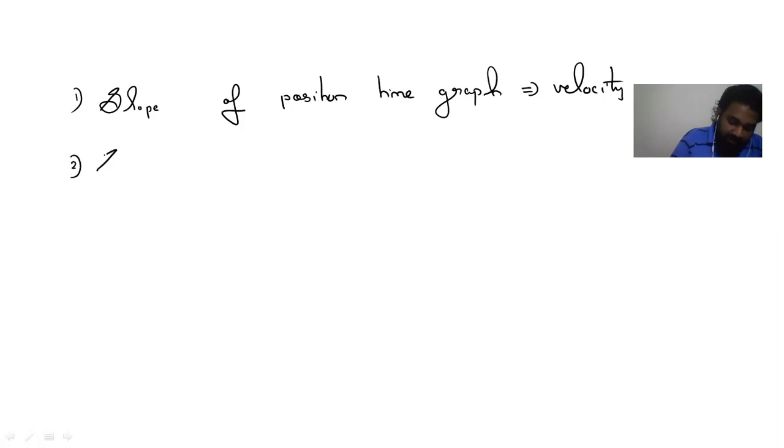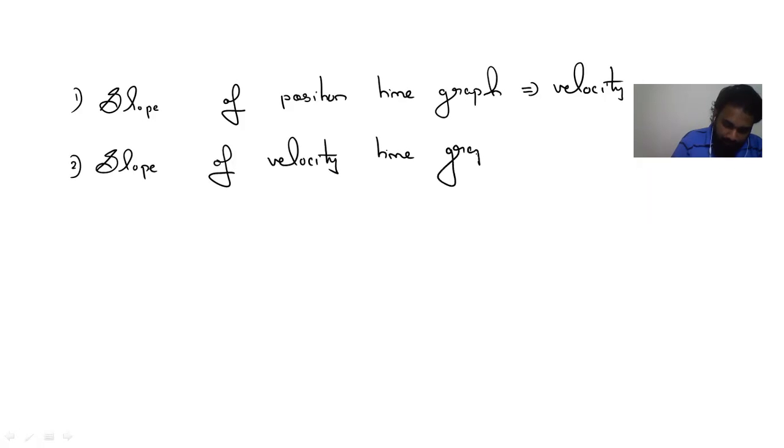Suppose if we consider velocity time graph, slope of velocity time graph is what? Acceleration. Okay, slope of velocity time graph is acceleration. Okay, regarding slopes, how it comes, all these things in detail we have discussed in our video lectures.